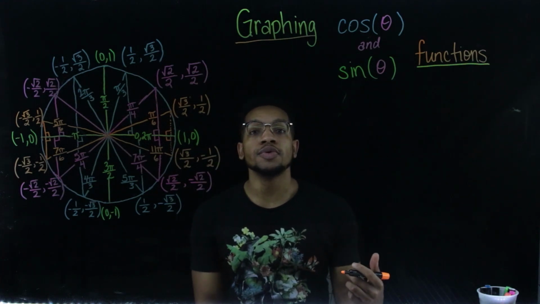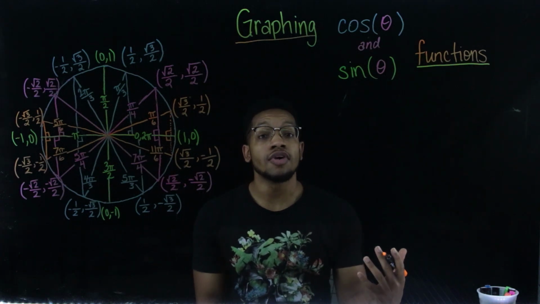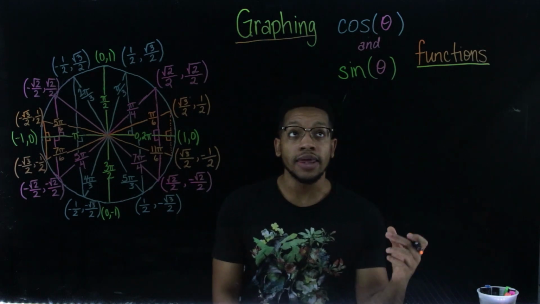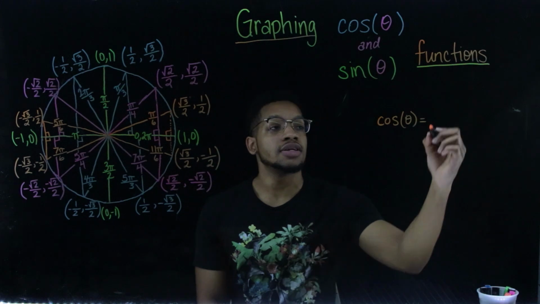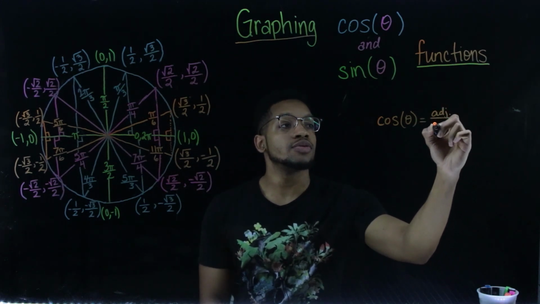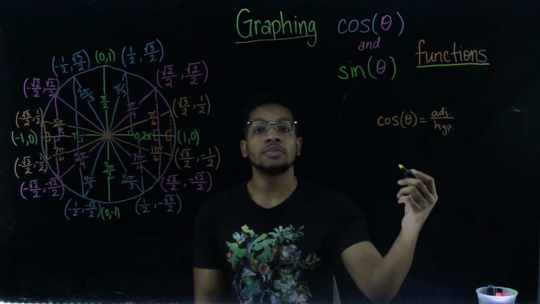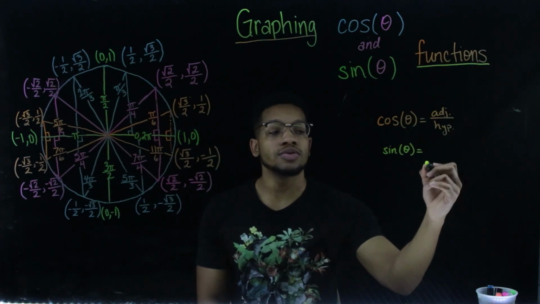Now, as we've said before, you know that the cosine and sine functions are functions. So they behave just like any other function does. It has an input, which is our angle theta. The output for cosine is going to be the adjacent side over the hypotenuse. And then the output for a sine function was just the opposite side over the hypotenuse.